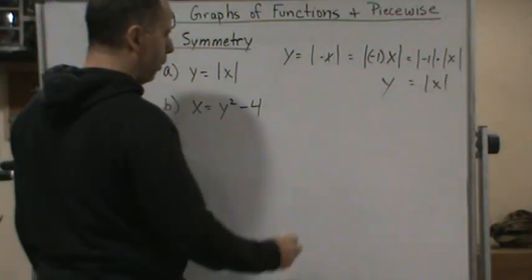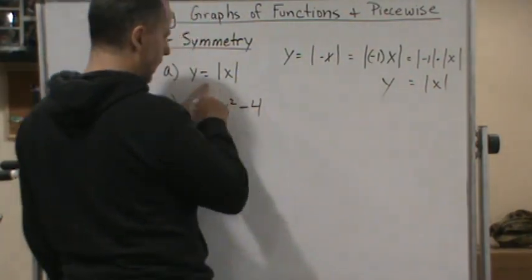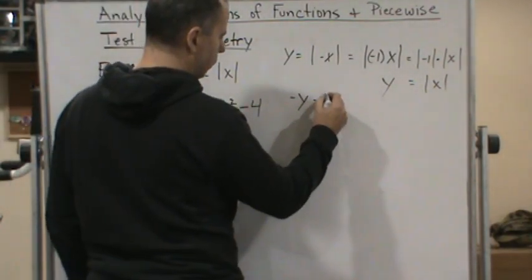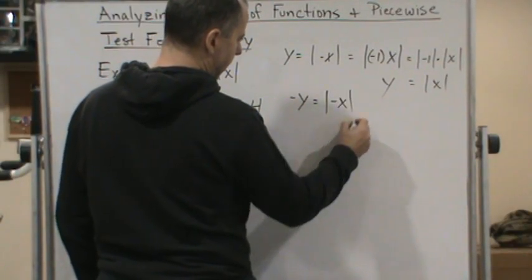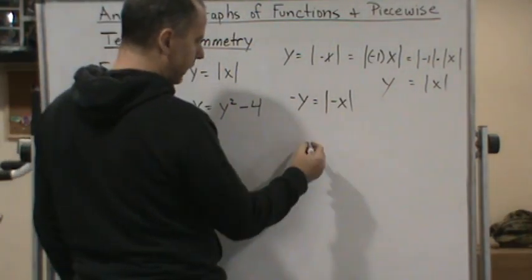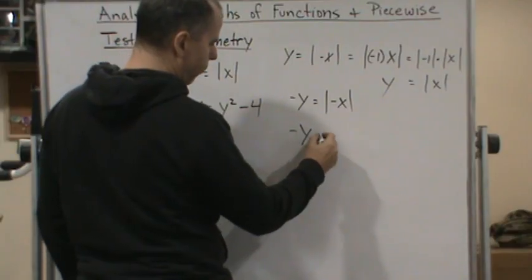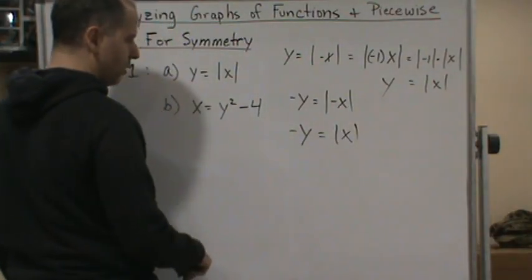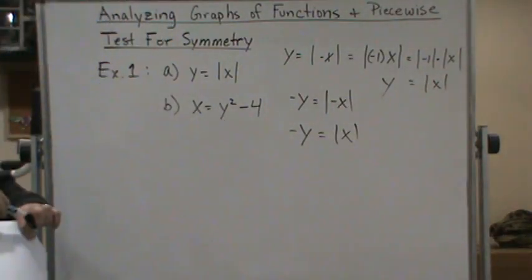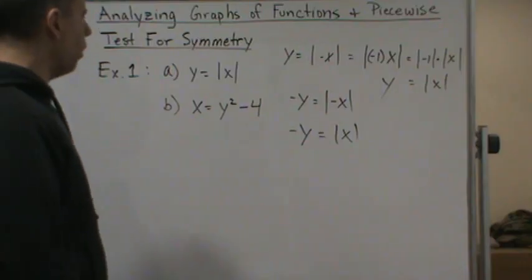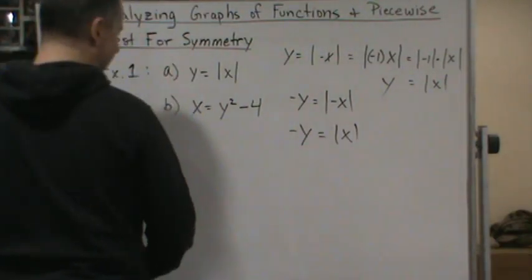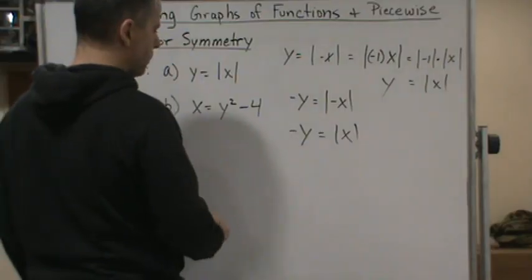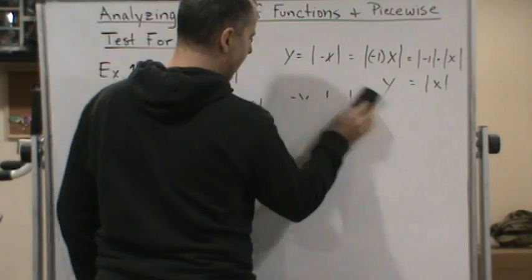And then let's do both, let's replace both with negative, right? So negative y equals the absolute value of negative x. Well, if we simplify this, all we're going to get is negative y equals the absolute value of x, and we already did this one. So this is not going to be symmetric with respect to the origin either. So, in conclusion for part A, this is symmetric with respect to the y-axis, and that's it.